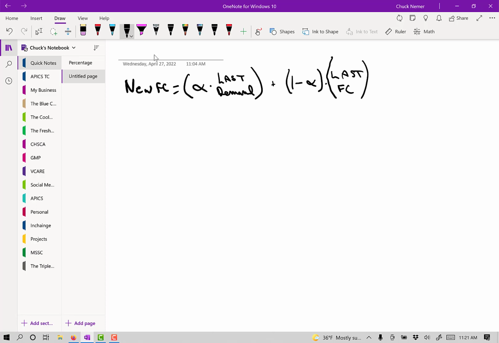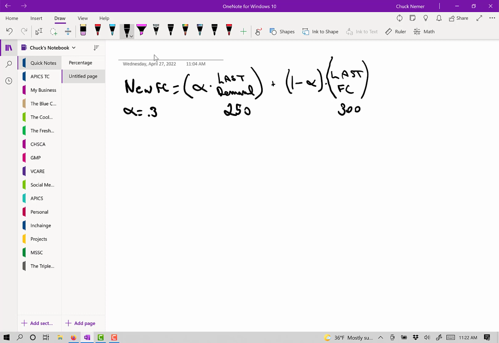We have this little symbol called alpha, and alpha is a number between 0 and 1, or between 0 and 100% might be a way to think about it. And let's say we pick an alpha of 0.3. So I'm going to put some numbers in up here. This is what it's saying. Let's say our alpha is equal to 0.3, and our last demand was 250, and our last forecast was 300. So we came in a little bit under the forecast.